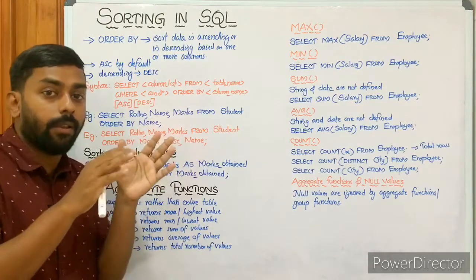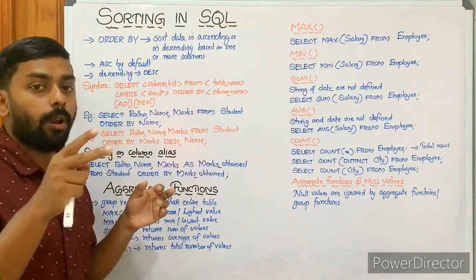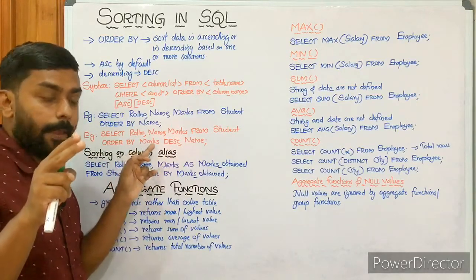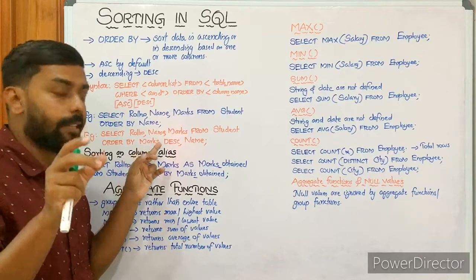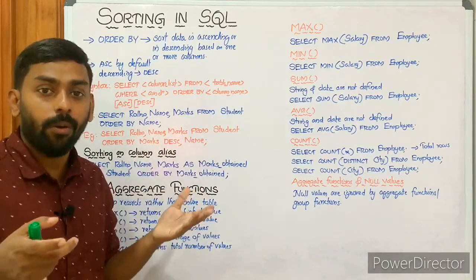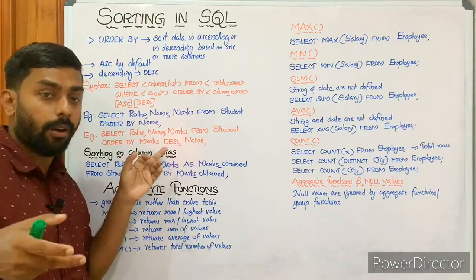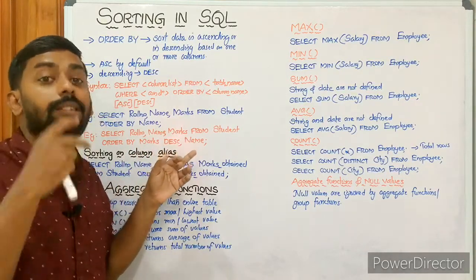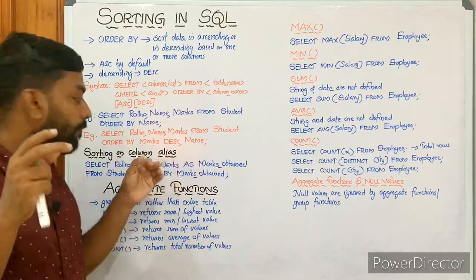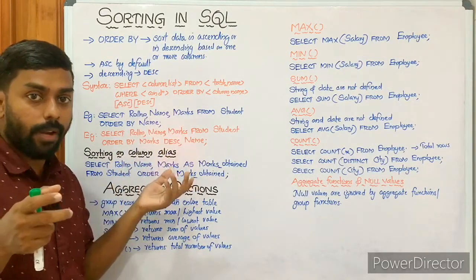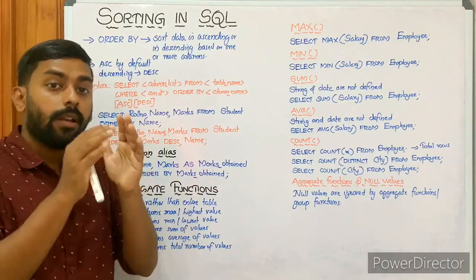Actually, here we are making use of two columns, multiple columns for sorting. The first column is marks, and the order of marks is DESC, and name is ASC. Marks will be sorted in descending order, and name will be sorted in ascending order. Hope you get it. It displays the same roll number, name and marks of students, based on what?